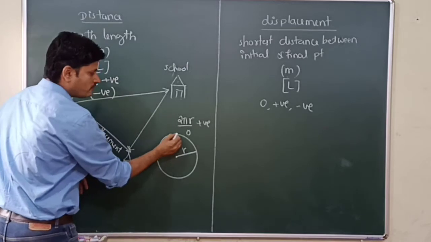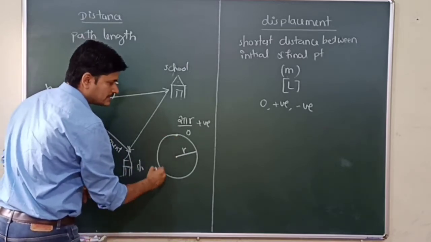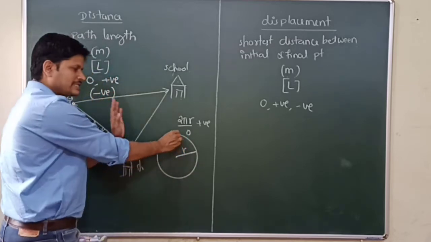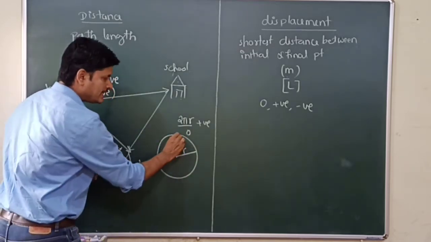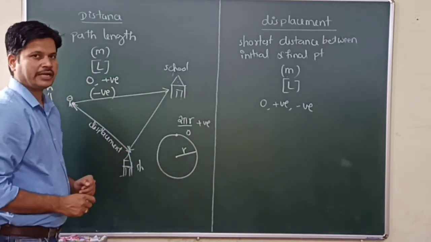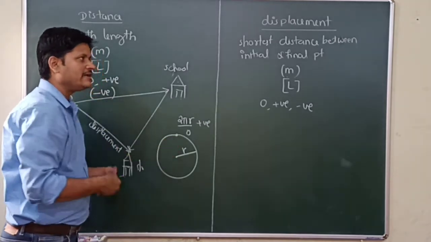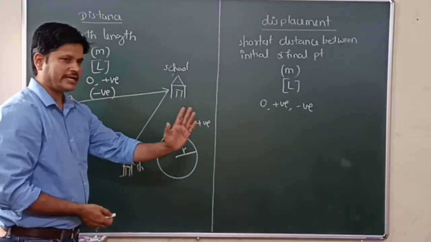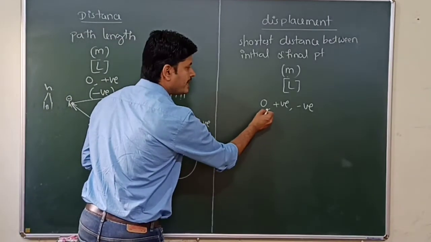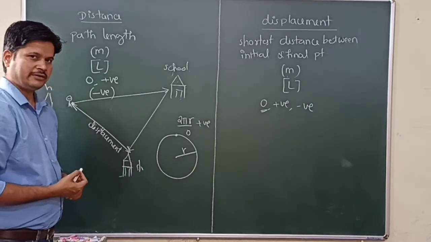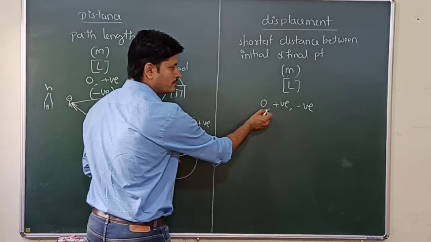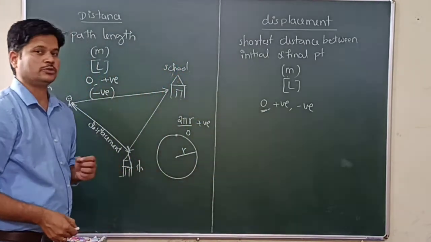If a person starts from here, covers a total distance of the circumference of this circle, and comes back to the same point, the initial point and the final point of the person are the same, correct? Therefore, if you take the difference, final point minus initial point, it gives 0 value, correct? Is it right? Right? 0 value. It may be positive also.